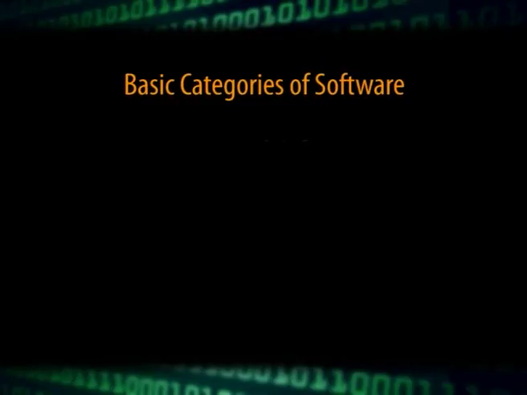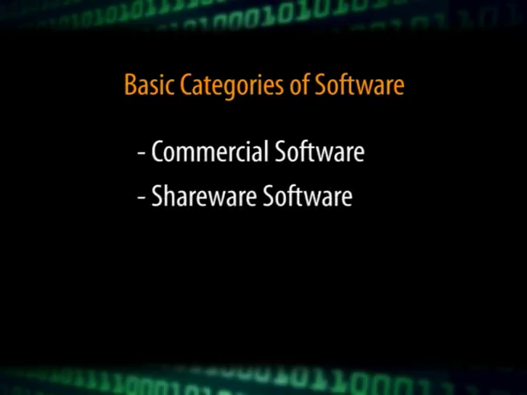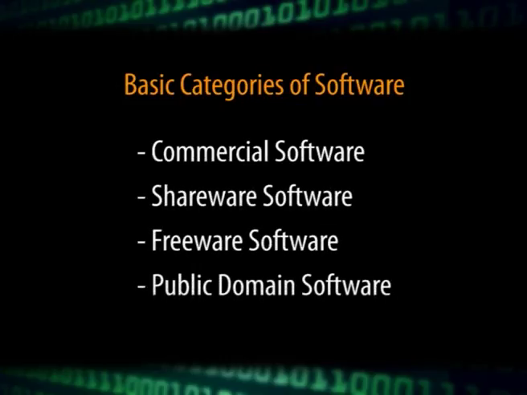There are four basic categories of the software. The first category is the commercial software, next is the shareware software, third is freeware software and the fourth is public domain software. Each of these types of software has different ownership rights and are discussed next.